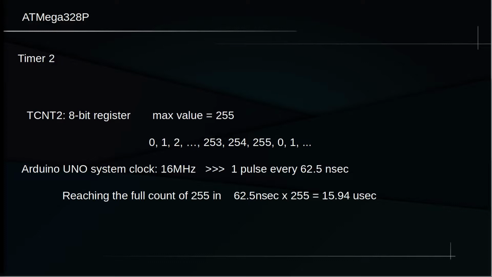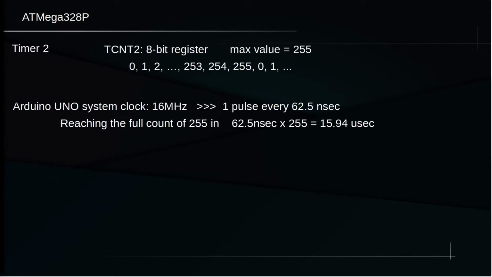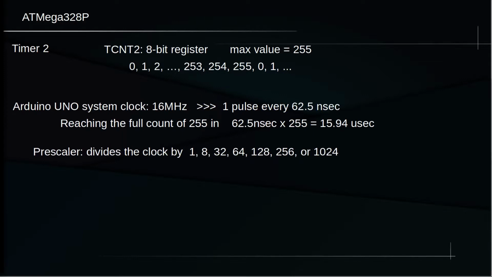But fortunately it is possible to slow down the count using another hardware element inside the ATmega, known as the prescaler. The prescaler takes the input of the system clock, divides it by a certain amount, and outputs a new clock at a lower rate. The prescaler is a programmable unit inside the ATmega, and we can set it to some prefixed values, and these are 1, 8, 32, 64, 128, 256 and 1024.